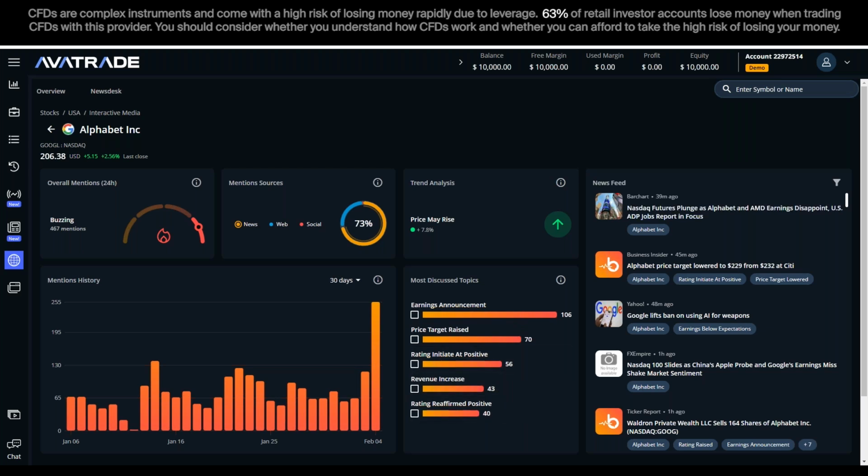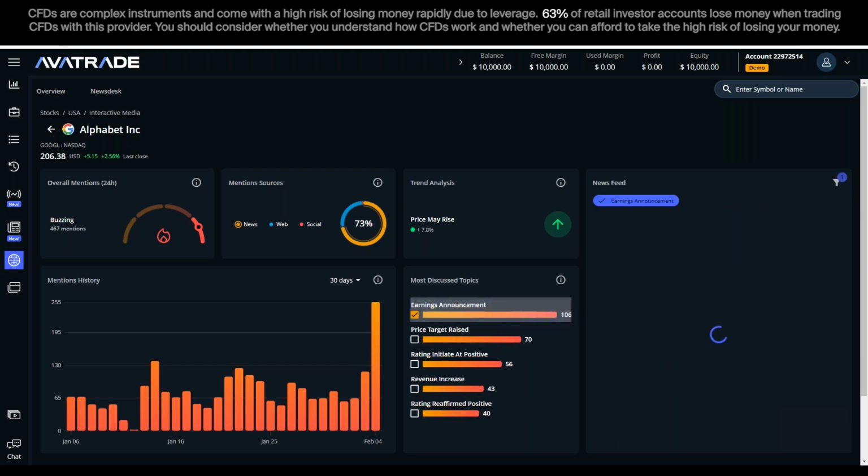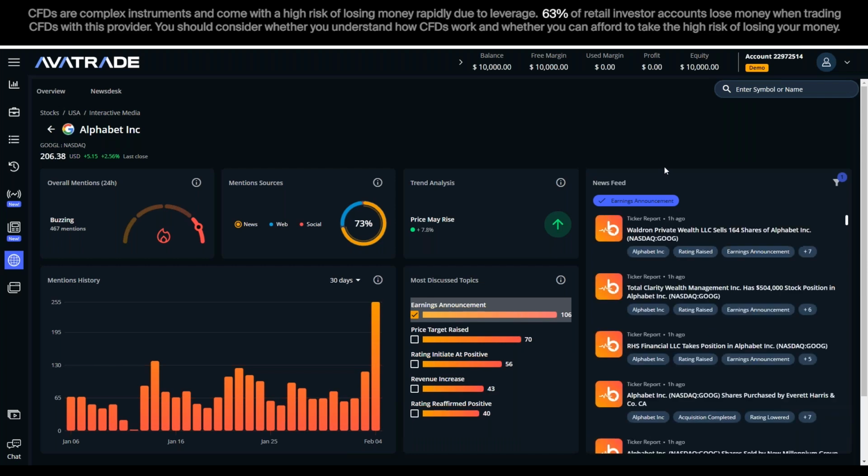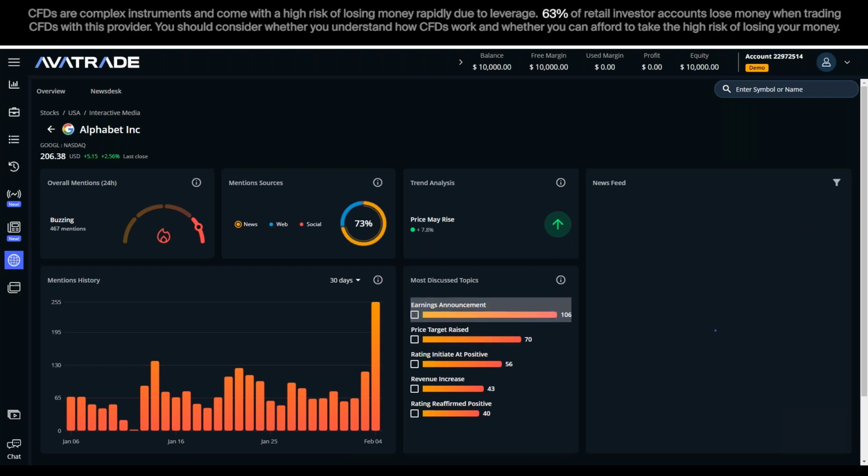So if I don't want to read all of that, but I want to specifically focus my analysis on the earning announcements, I can click here on earning announcements, and then go specifically to the article that I'm interested in. Of course, it doesn't have to be this. I'm just showing you guys. Let's go with maybe revenue increase.